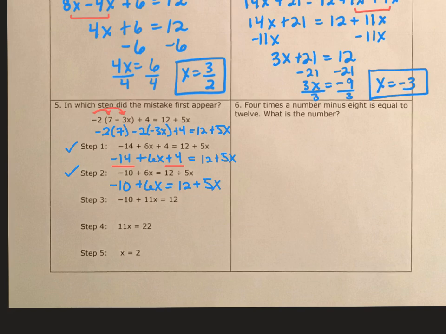Okay, now after I distribute, combine like terms, my next step is to move the smallest variable. So moving the smallest variable, I've got a 5x and a 6x. So I would subtract 5x from both sides, which would leave me with negative 10. 6x minus 5x is a positive 1x equals 12. Okay, so here's where the error took place in step 3. Okay, it should be negative 10 plus x equals 12.